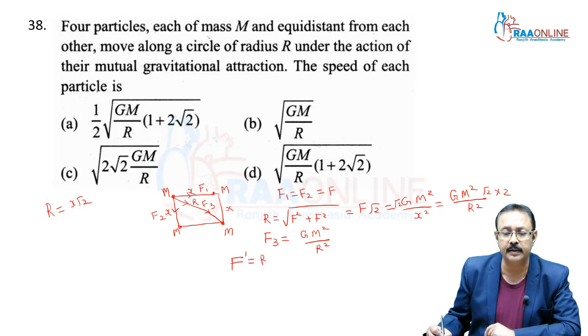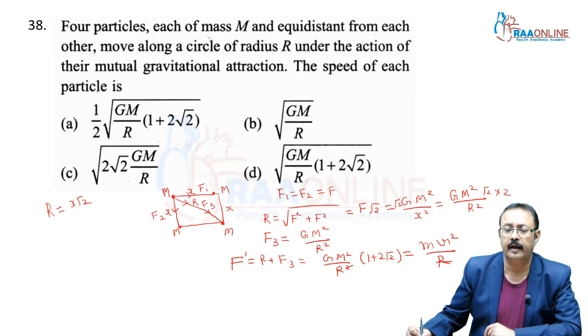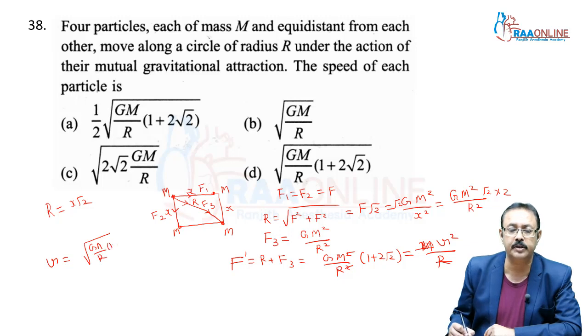So the final force is F root 2 plus F3, which is G m square by r square. Take this common, 1 plus 2 root 2. It will provide m v square by r. Cancel this r with this r, and cancel one m. So what are we getting? v is equal to under root G m by r into 1 plus 2 root 2. So we are going with option D.